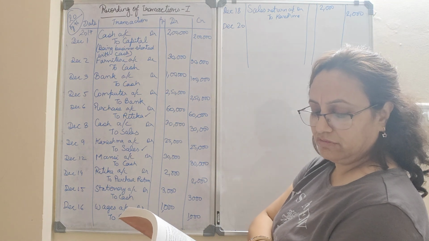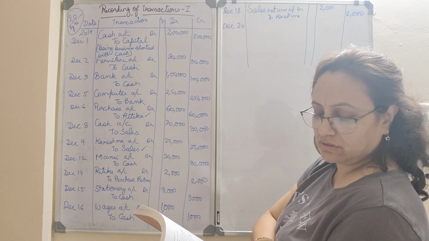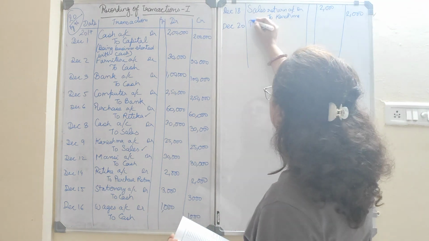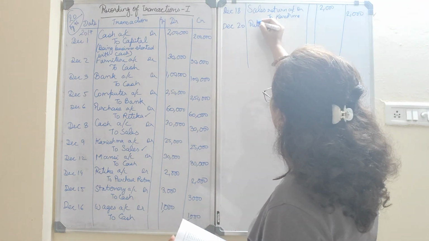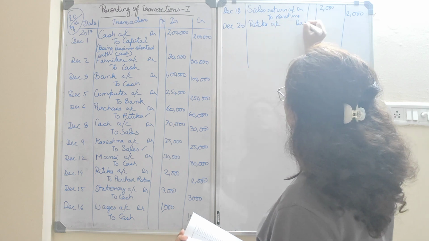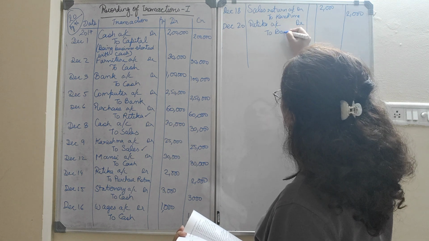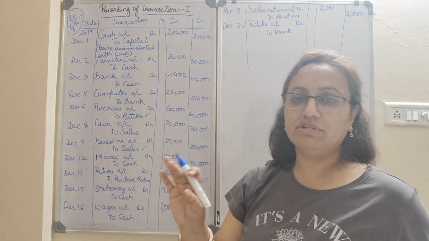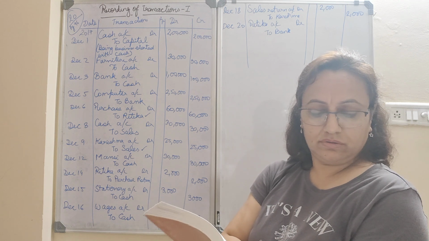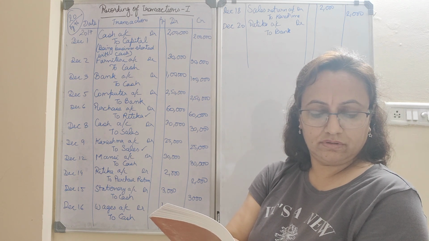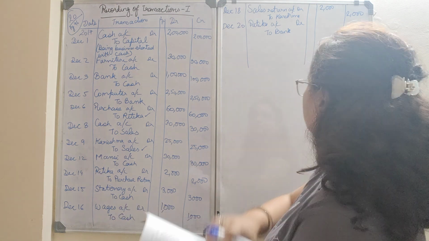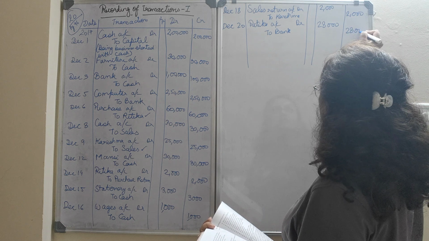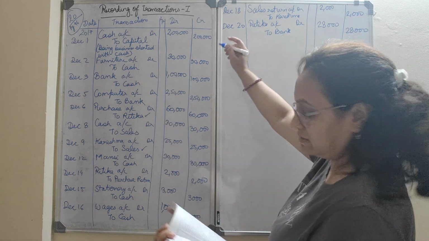December 20 is check given to Ritika for 28,000. Okay. Check given to Ritika. So who is the receiver? Ritika account debit to bank. In full settlement is not mentioned over here, so whatever is there, we will just write that amount. Check given, 28,000. It is check, that is why I have written bank over here. Why is bank written? Because check is mentioned.